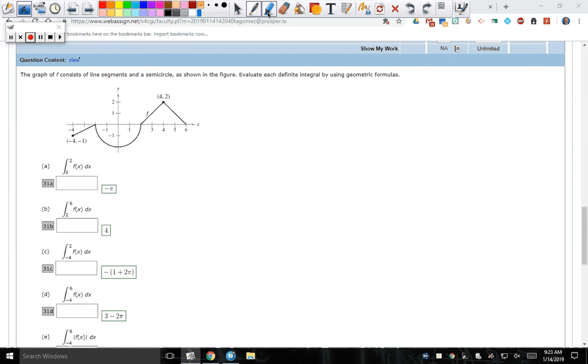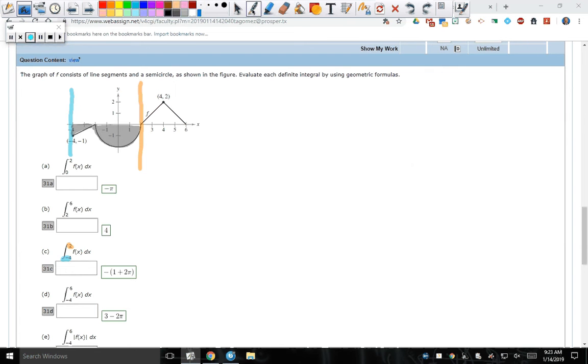Now we're going to go from -4 all the way to, so -4 is here. And we're going to go all the way to 2. Okay? So all the way here. And we're trying to find the area between the graph and the x. Always between the graph and the x.